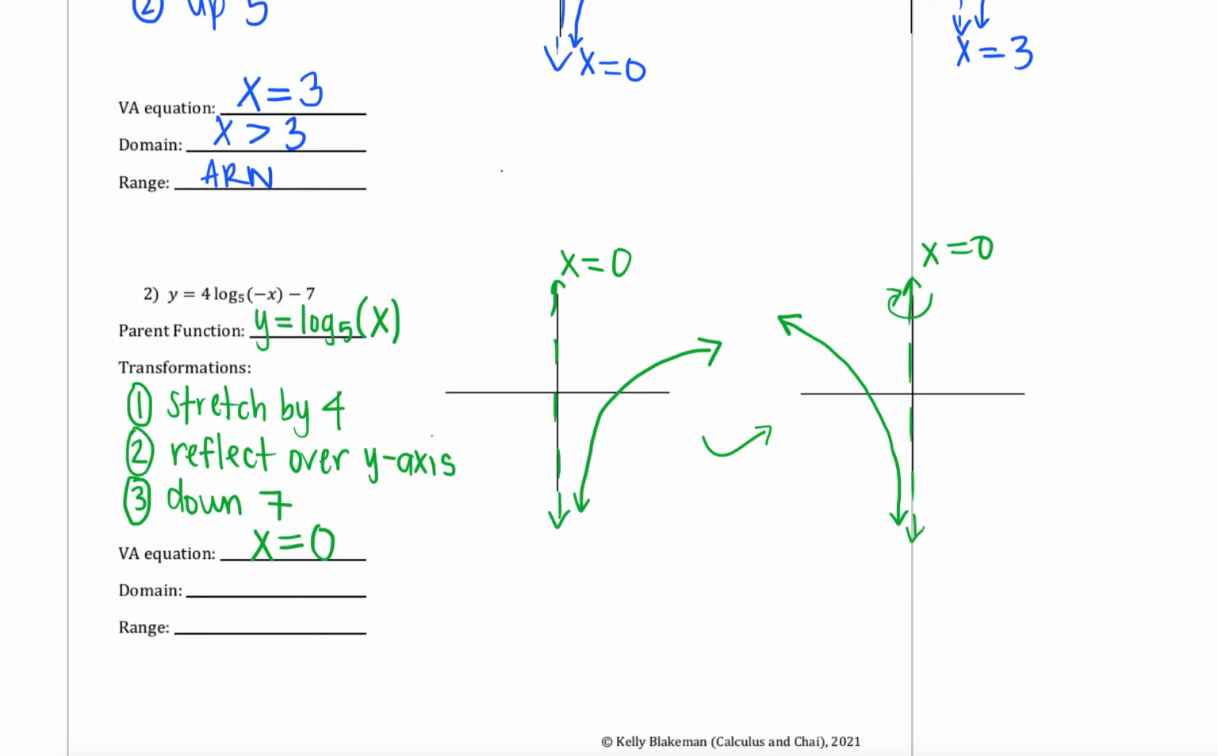The domain, however, started off with x is greater than 0, but because of the reflection over the y-axis, it became x is less than 0. And the range, since we have a log function, started off as all real numbers and will stay as all real numbers, because this graph goes up to positive infinity and down to negative infinity.